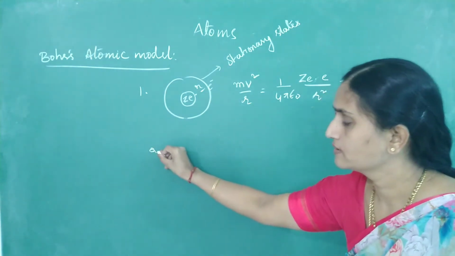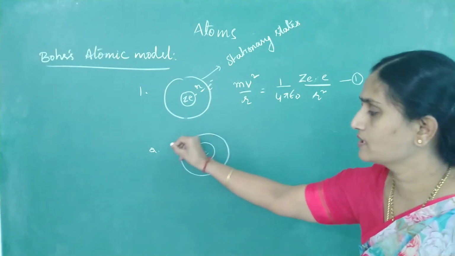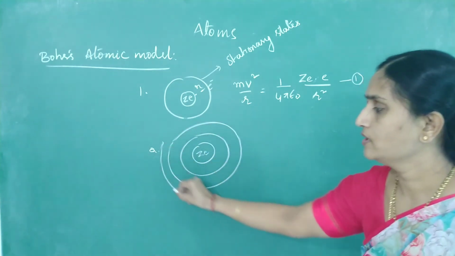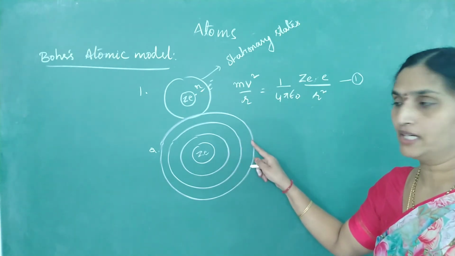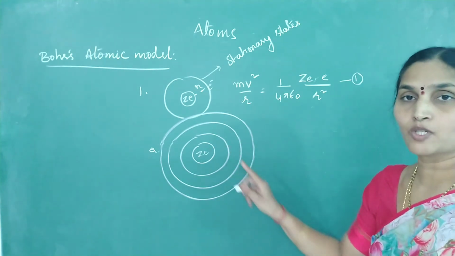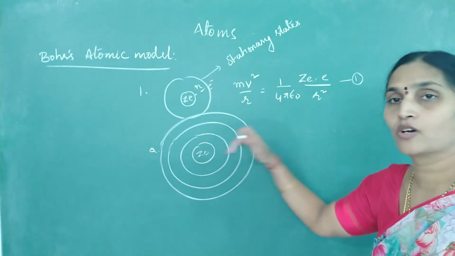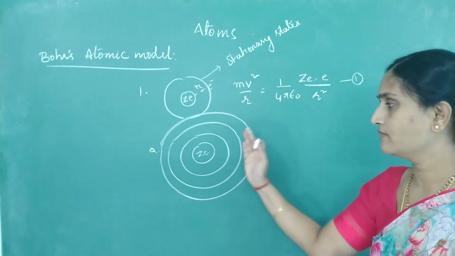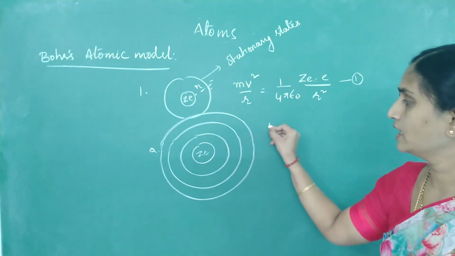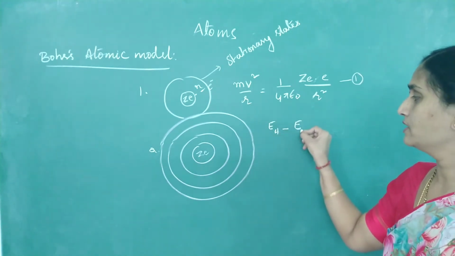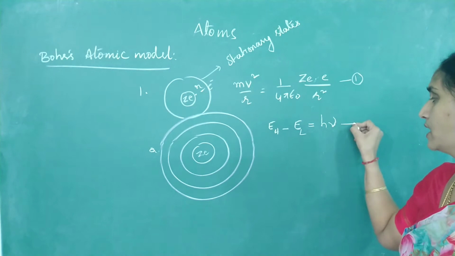The second postulate. If you observe an electron revolving in different orbits, these are the various orbits around the nucleus. Whenever an electron jumps from one orbit to another orbit, it will radiate or absorb energy. It absorbs energy only if it is sufficient to make it move from one orbit to another. It releases energy whenever it jumps from a higher energy level to a lower energy level. So E_H minus E_L, the energy difference between the higher and lower energy levels, should be equal to h nu.